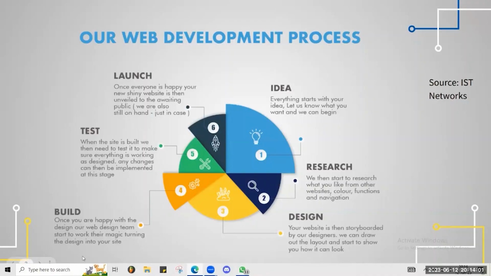Web development process. So see, guys, do you see there is a pie chart? There is 1, 2, 3, 4, and 5 and 6. So see, as I said, 1 is idea, where everything starts with the idea. Let us know what you want and what we can begin.